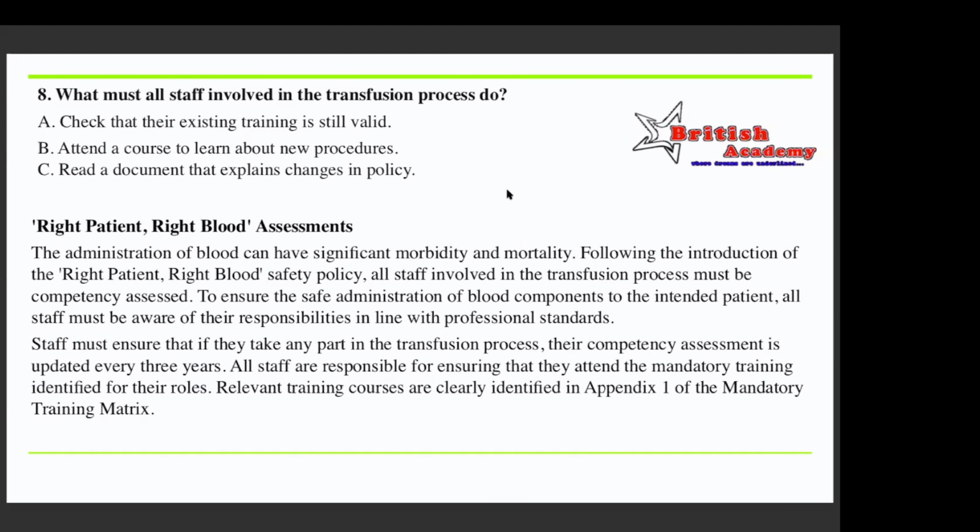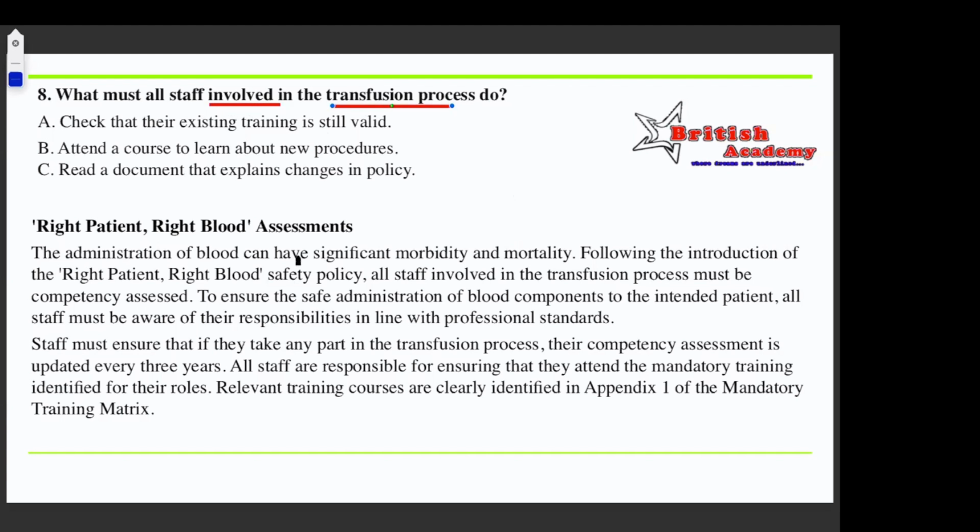Now over here you can see there are three options given. Let's not look at the options. Our target over here is the staff involvement in the transfusion process. What should they do? Read the text, not the options right now. Then let's see what is the right answer.